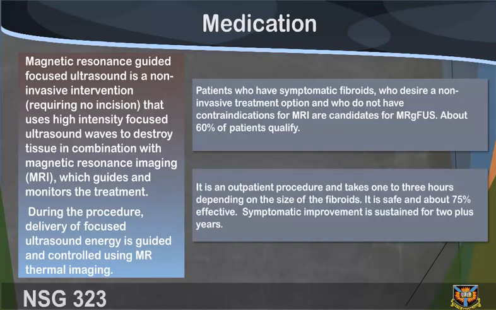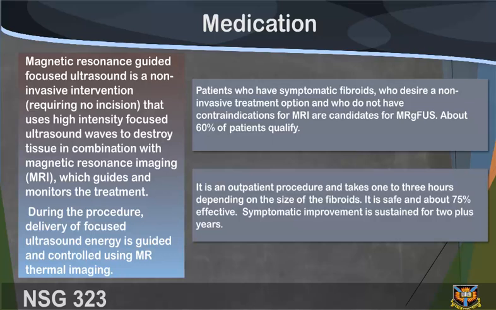Magnetic resonance guided focused ultrasound is a non-invasive intervention requiring no incision that uses high-intensity focused ultrasound waves to destroy tissue in combination with magnetic resonance imaging (MRI), which guides and monitors the treatment. During the procedure, delivery of focused ultrasound energy is guided and controlled using MR thermal imaging. Patients who have symptomatic fibroids, who desire a non-invasive treatment option, and who do not have contraindications for MRI are candidates for MRGFUS. About 60% of patients qualify.